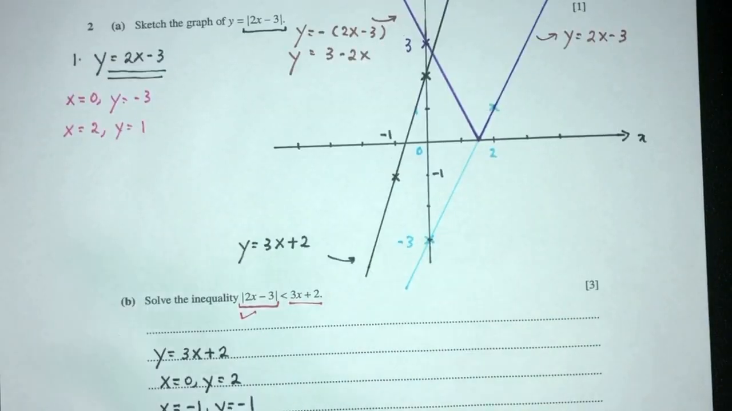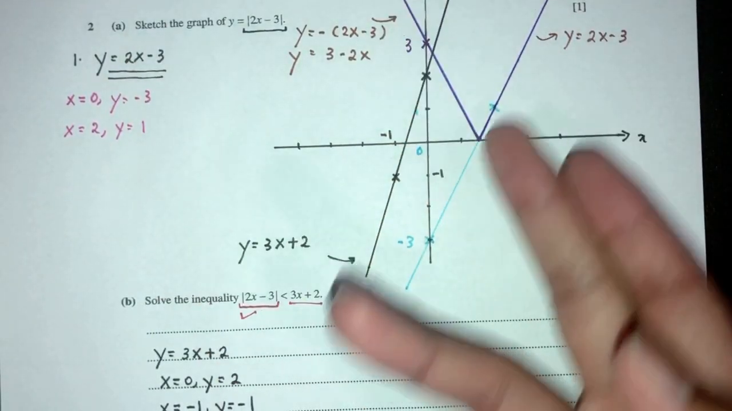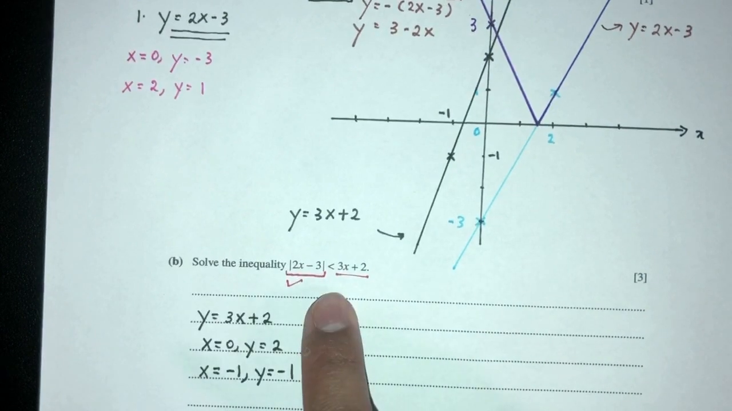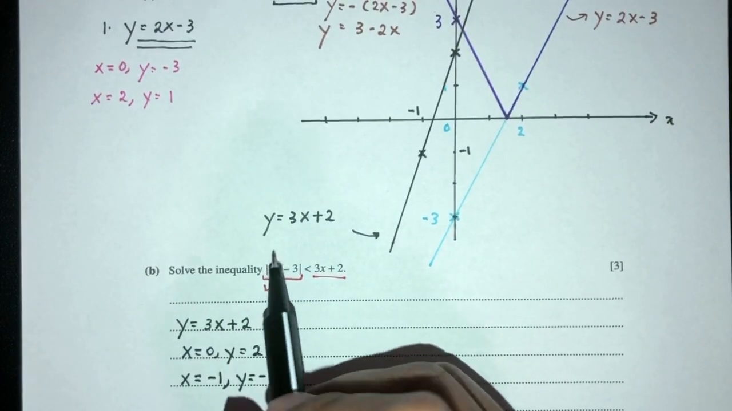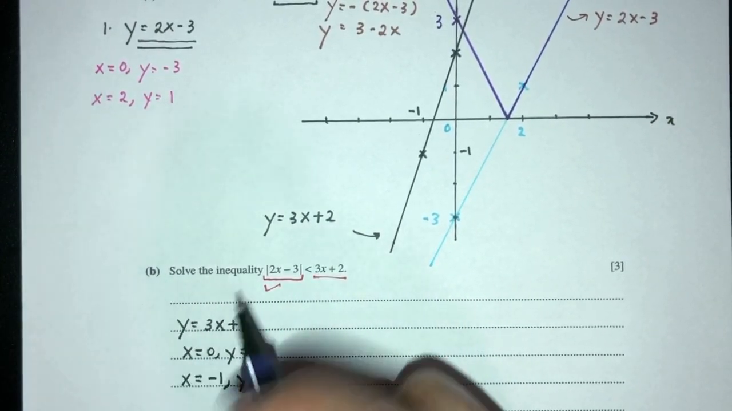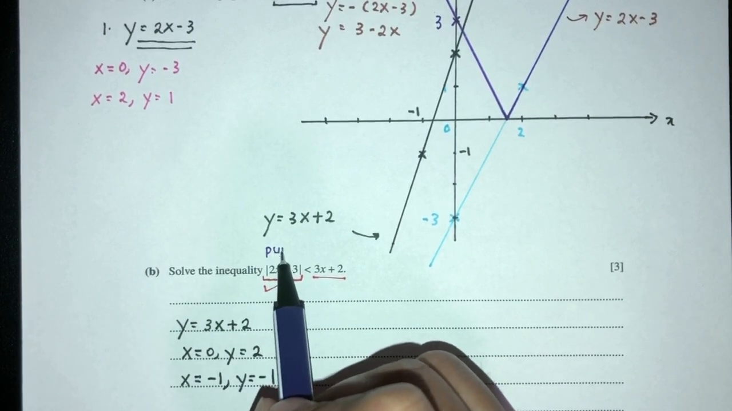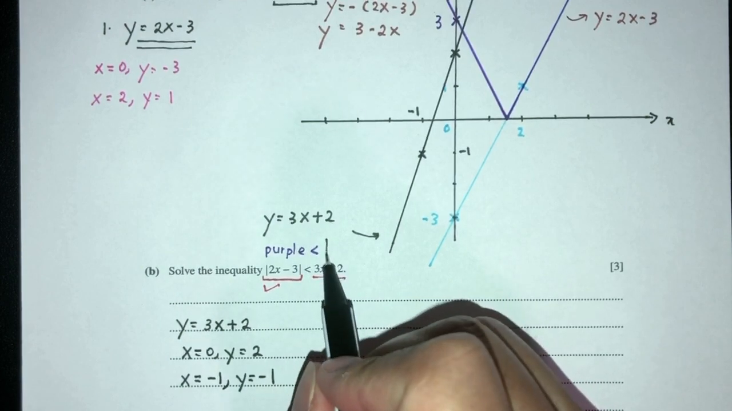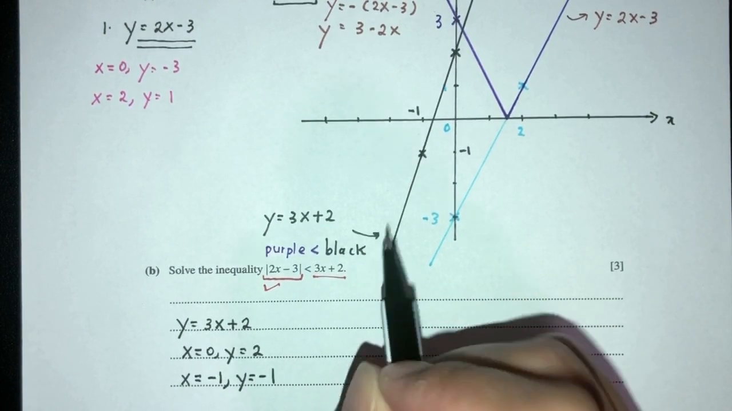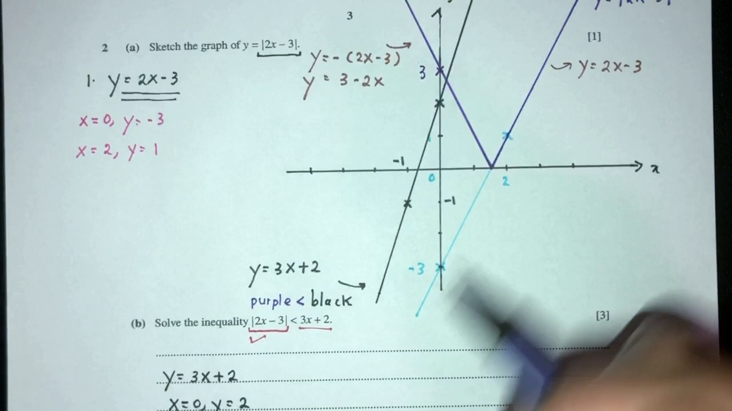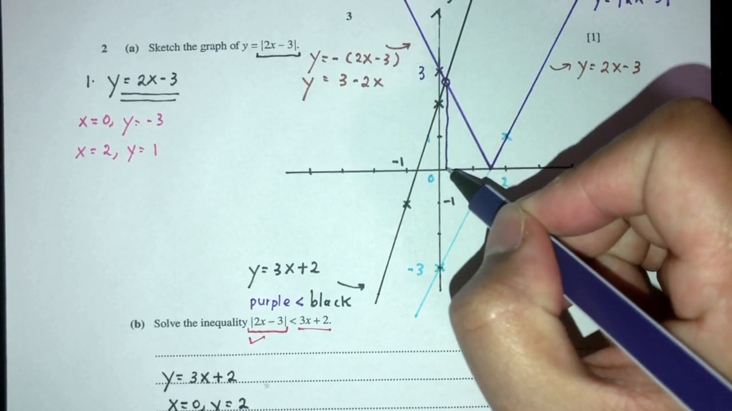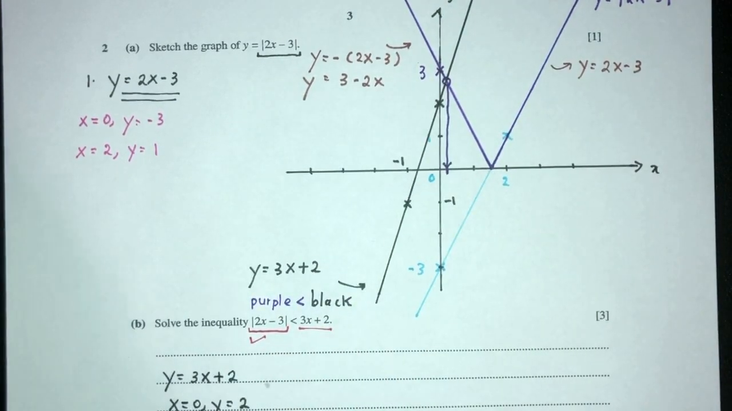Now we have to use this line and this line, because this is basically the modulus graph over here, and this is the line over here, to help us solve this question. The question is asking, where is the purple line less than the black line? So we have to first find the point of intersection, which is this one. So what is the value of x over here? Let's find the point of intersection.